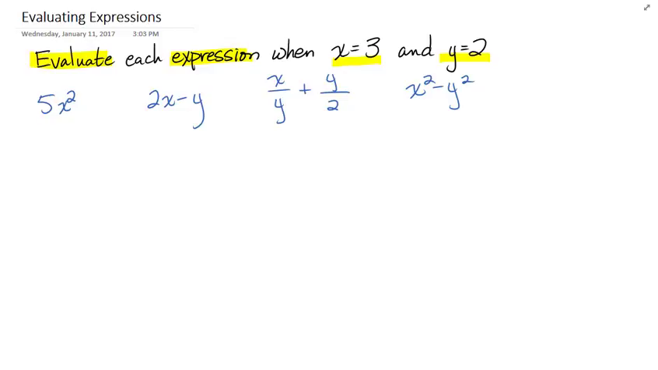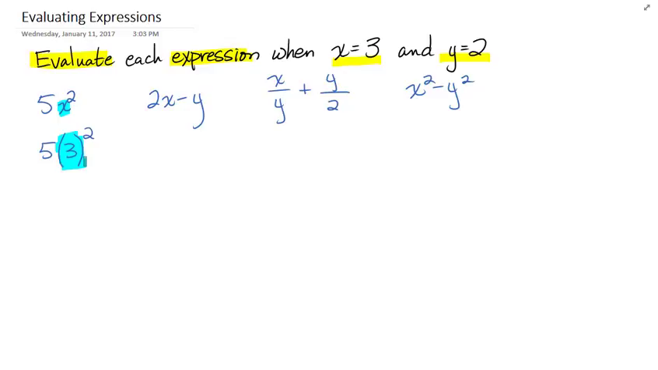And so as we go along here, starting with this first one, it would look like this: 5, and then the variable x is 3. Now you can save yourself a little bit of heartache by not just plugging a 3 in for the x, but put parentheses around the 3 and replace the x with parentheses, with 3 in the parentheses. That will help you keep track of the signs and things like that.